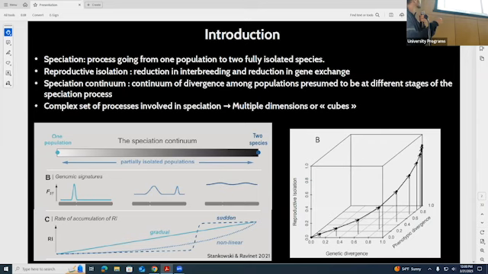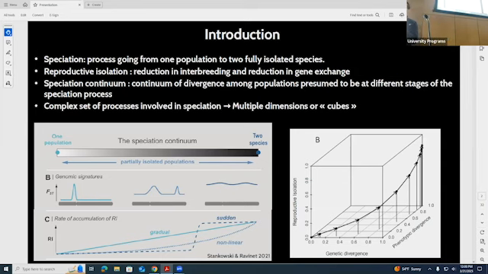You can also see here a representation of the genomic differentiation between the two populations along the process. At first, you only have a few genes that are barriers to gene flow, and you can see this type of peak of high differentiation between populations. But as the process goes on, the whole genome is going to be resistant to the exchange of genes, and so you're going to have higher and higher differentiation all along the genome.